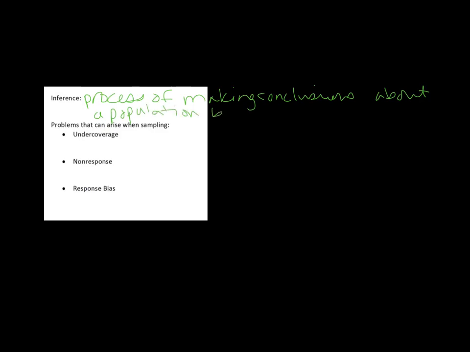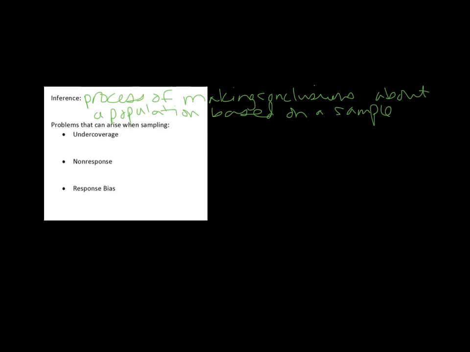So what inference is, all it is, is the process of making conclusions about a population based only on a sample. So this is a very, very important concept. It's pretty much what the entire class is about. That being said, you're not actually going to have to memorize this word. You might see it mentioned a bunch of times, but this is what we're pretty much doing in the class.